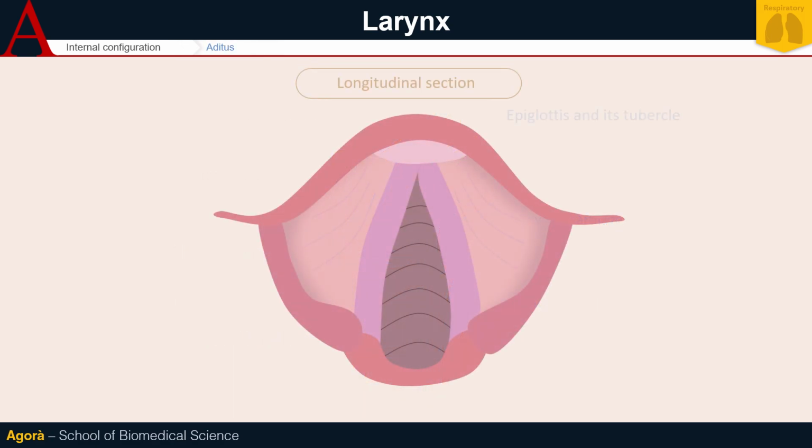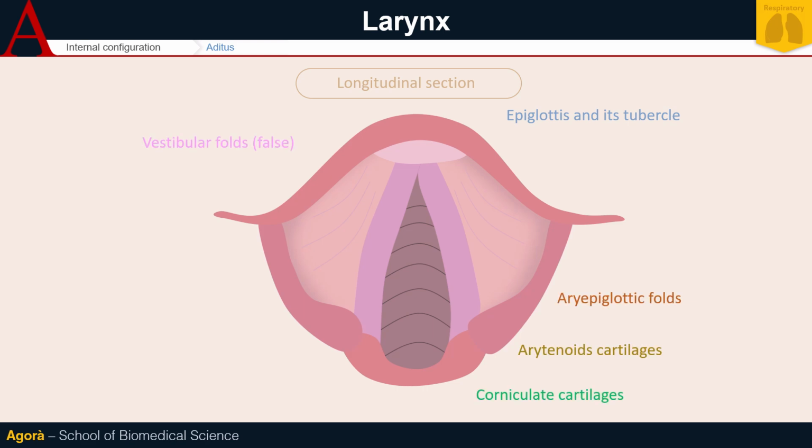The laryngeal inlet may seem like a simple structure when considering its cartilaginous and ligamentous components. At the top, we find the epiglottis and its tubercle. Laterally, the aryepiglottic folds contain the cuneiform cartilages and extend down to the arytenoids. Finally, we find the corniculate cartilages, which are positioned on top of the arytenoids, along with structures connecting the arytenoids, such as the transverse interarytenoid muscle.